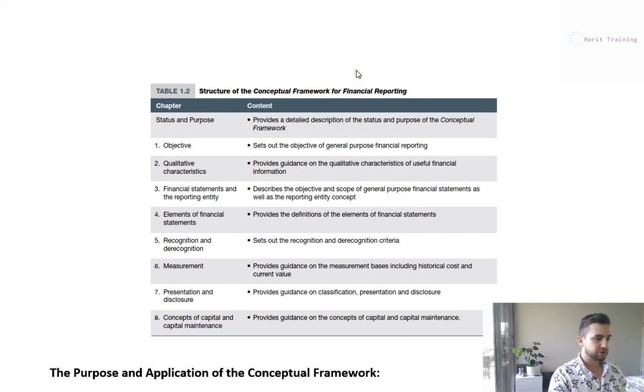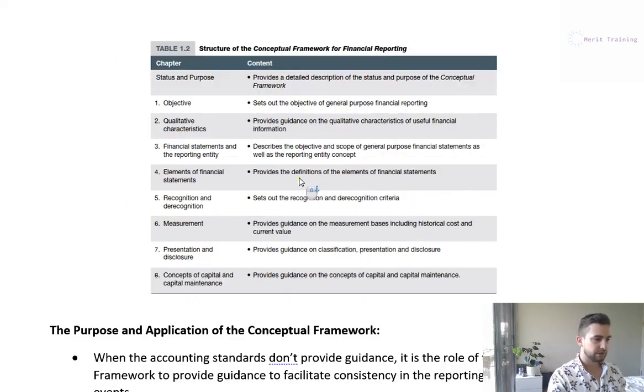Number 3, financial statements in the reporting entity. This describes the objective and scope of general purpose financial statements as well as the reporting entity concept. Number 4, elements of financial statements, which provides the definitions of the elements of financial statements. Number 5 is recognition and derecognition. This sets out the recognition and derecognition criteria.